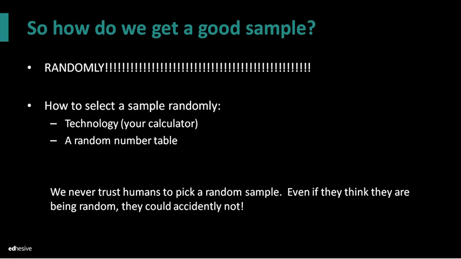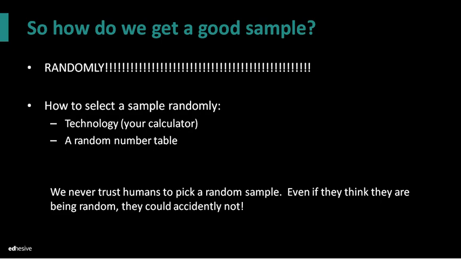So how do we make sure we get a good sample? Randomly. All samples must be chosen randomly. So how do we select a sample randomly? There are two ways we can do this: with technology, basically your calculator, or with a random number table. We never trust humans to pick a random sample. Even if they think they're being random, they could accidentally not be.